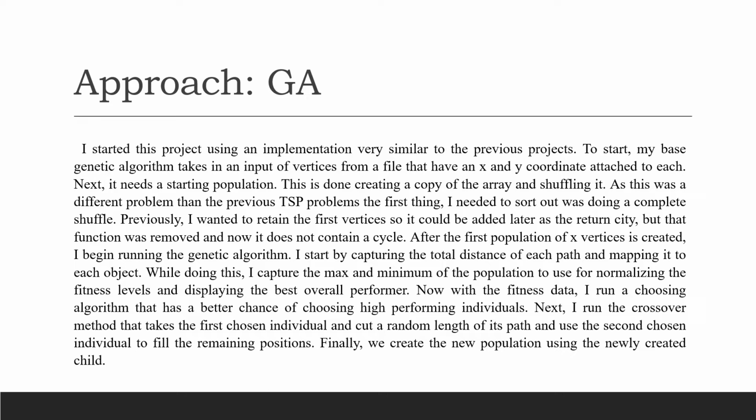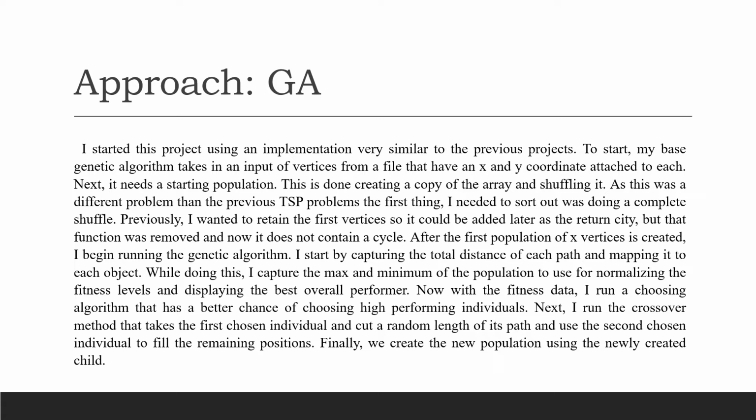And obviously, as this was a different problem from our previous approaches with the TSP problem, the very first thing I needed to work out was, before I started doing my complete shuffle, with the TSP I wanted to retain those first vertices, that way I could always add it in later as my return city, but I've removed that and now it doesn't contain that cycle. So after the first population of X vertices is created, I begin running my genetic algorithm.